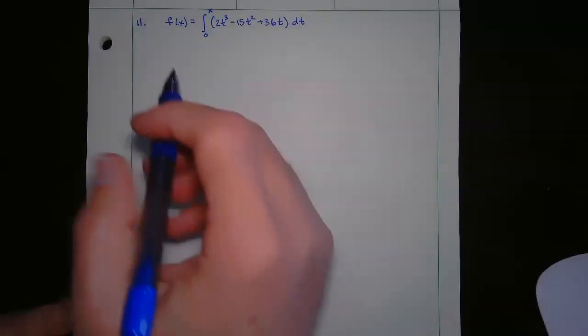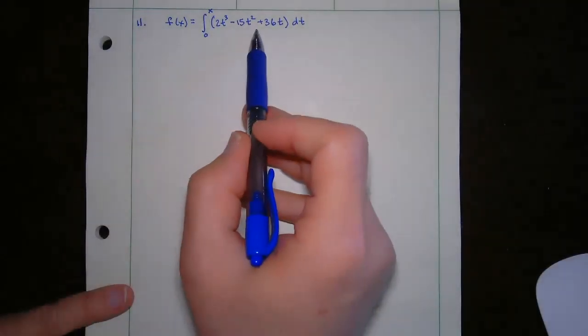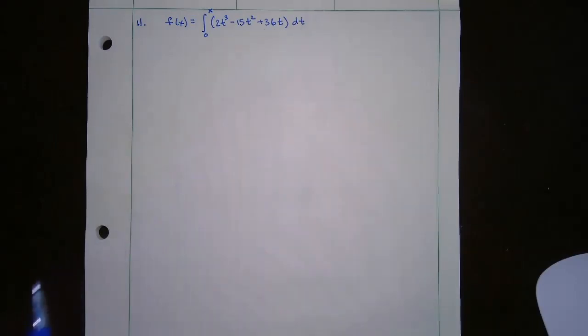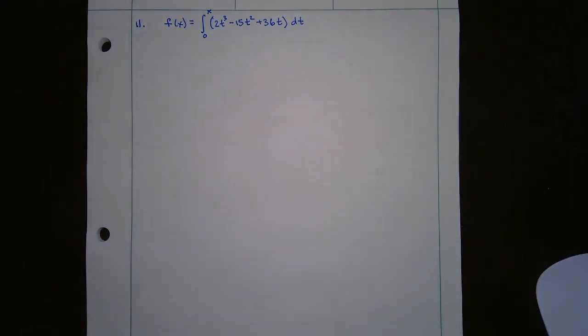For number 11, they give you f of x is equal to this integral from 0 to x of 2t cubed minus 15t squared plus 36t dt, okay? And they're asking on which of the following intervals is the graph of y equals f of x concave up, okay? So concave up would be where the second derivative is, I'm saying concave up. I meant concave down. It's where the second derivative would be negative, okay? So what we have to do is figure out what the second derivative is, okay?